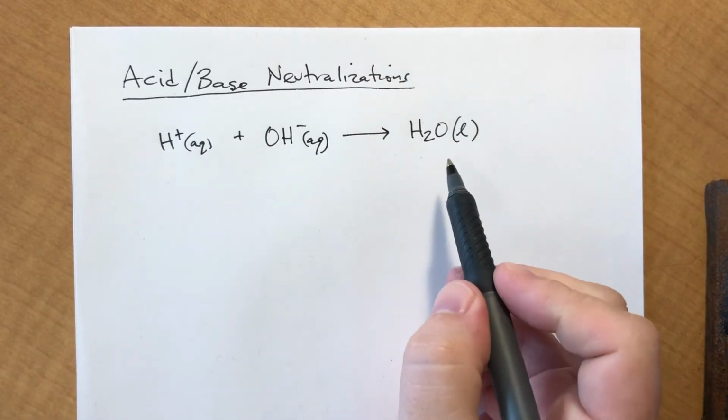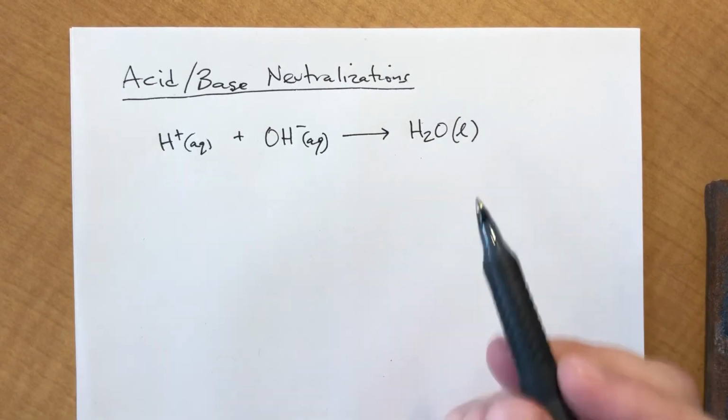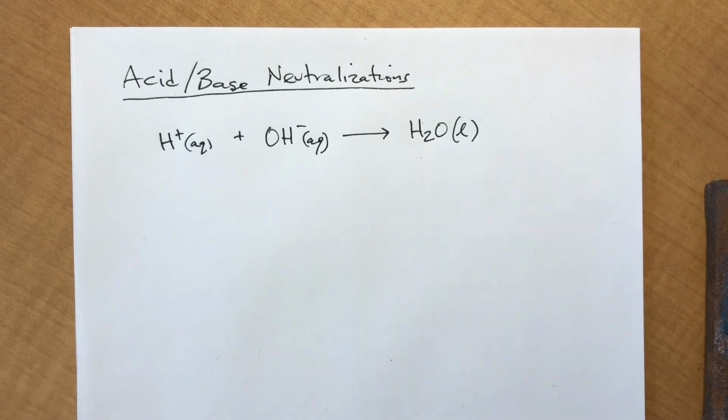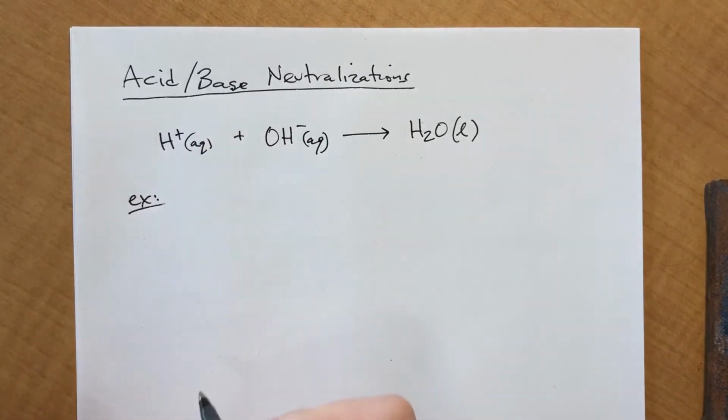Okay, so instead of a solid, we get a liquid. It's no longer aqueous. This is the solvent. It can't dissolve in water because it is water. Otherwise, the process is exactly the same. So, let's try a couple examples.